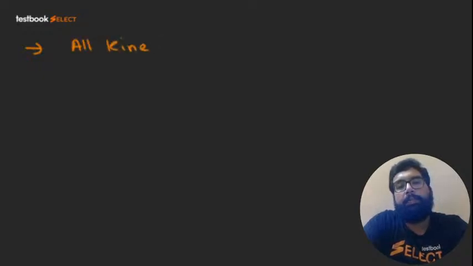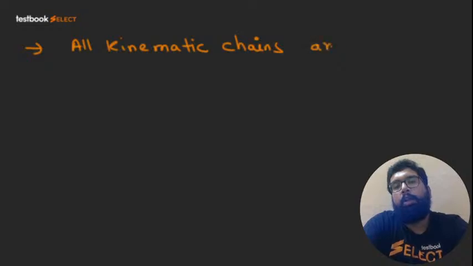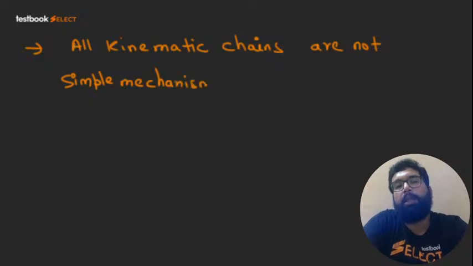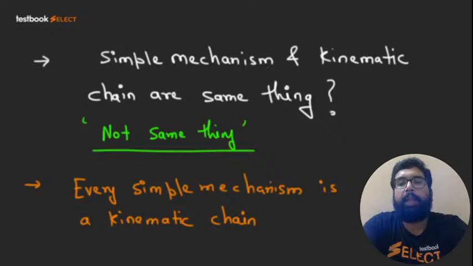But all kinematic chains are not simple mechanisms, because a simple mechanism is a kinematic chain. That is true as well. But the major difference I am trying to quote to you is, beta, in a simple mechanism, we have no higher pair and only four links can be used.